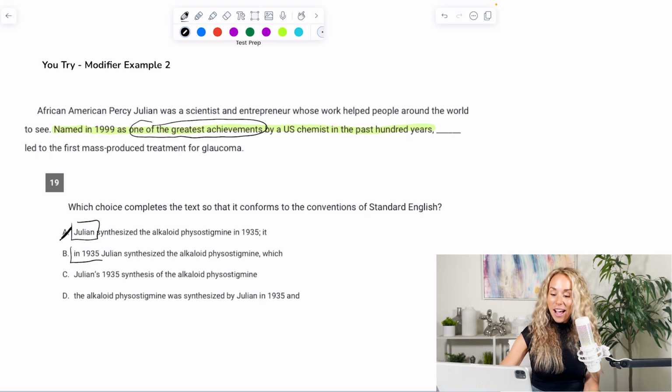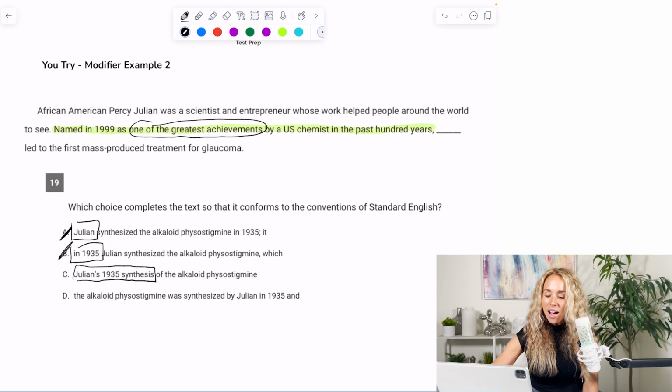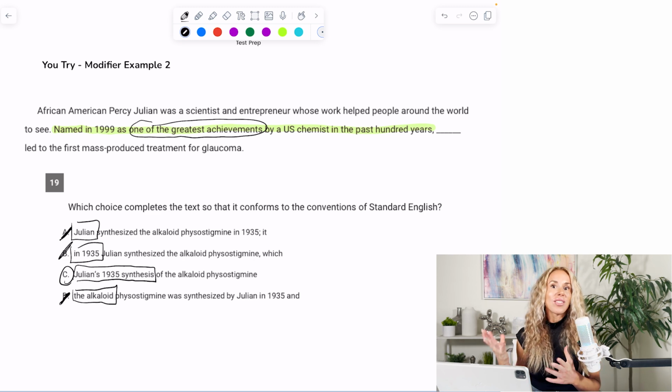In 1935 is not a great achievement. If anything, it was kind of a bad time. I mean, it was like the Great Depression. So we should probably get rid of B. Julian's 1935 synthesis could be a great achievement. Let's hold that. Would the alkaloid be a great achievement? Well, the alkaloid's just a thing. Can I say calcium's a great achievement? No, so that doesn't make sense. So the answer is C, because the subject is the synthesis of the alkaloid, which is an achievement.